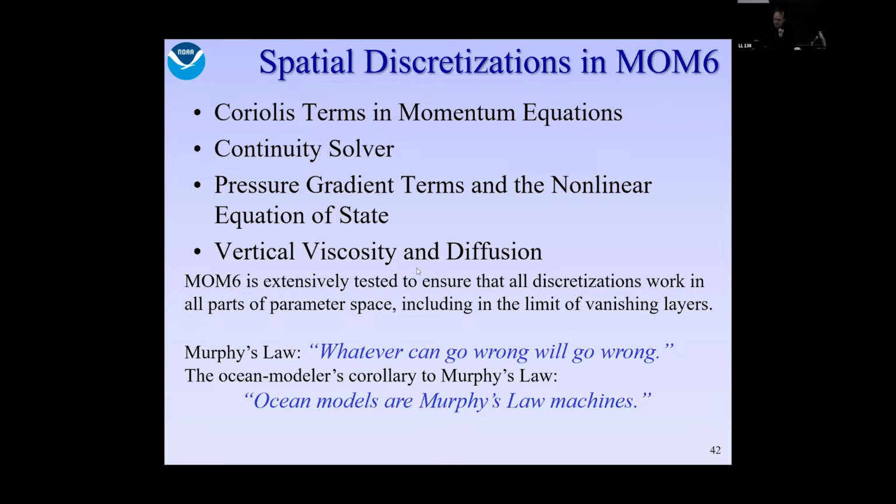The takeaway, one of the key points about MOM6, is that we extensively test MOM6 to ensure that all of the discretizations will work in any part of parameter space that we find ourselves getting into. These are climate models, and climate models have a way of finding every obscure part of parameter space at some point or another. And so we've aggressively tested these, including in the limit where we have vanishing layers.